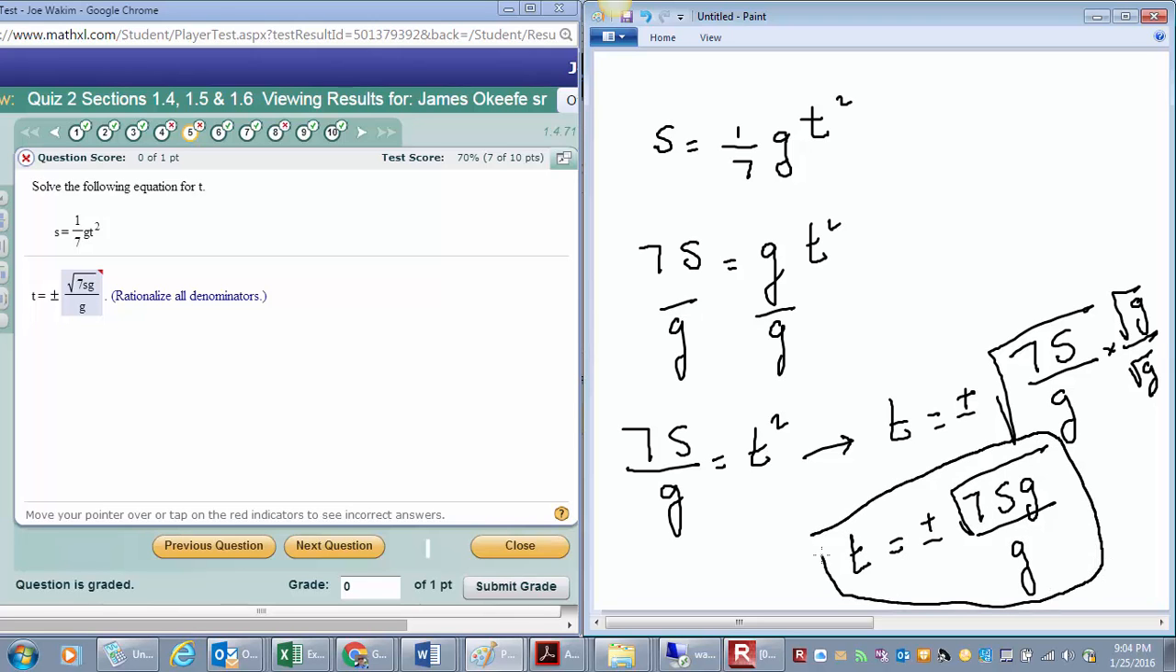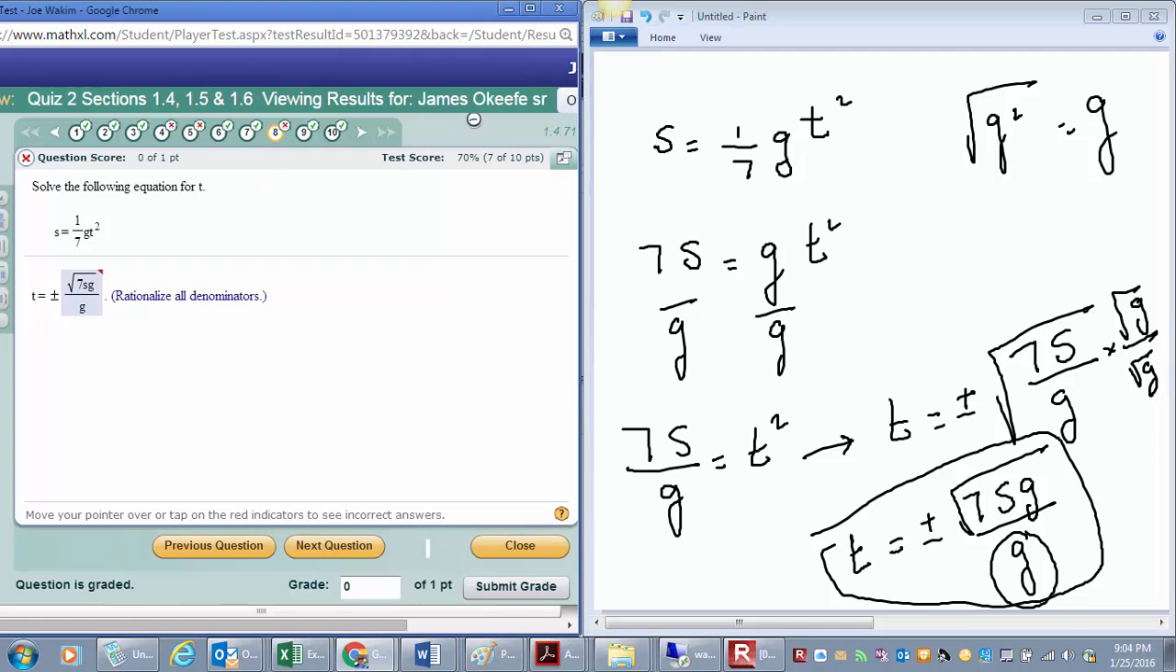So by rationalizing here, you multiply up and down by square root of g. So in the numerator, you get 7sg under the radical. But in the denominator, square root of g times square root of g would be square root of g squared. And the square root of g squared is g. And that's why we don't have a radical in the denominator here.